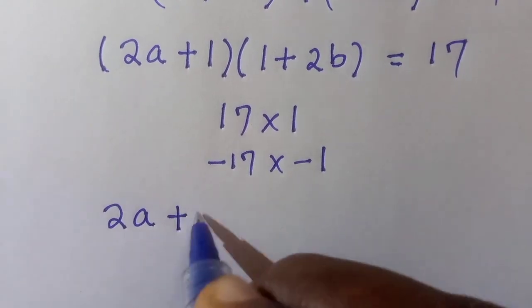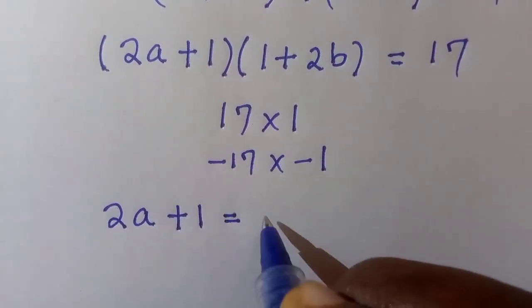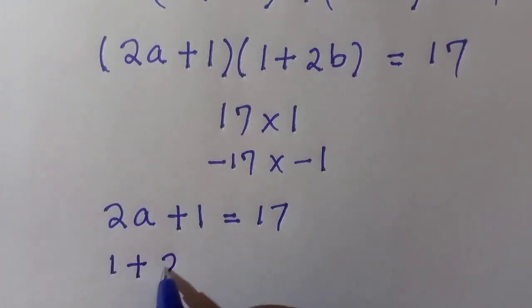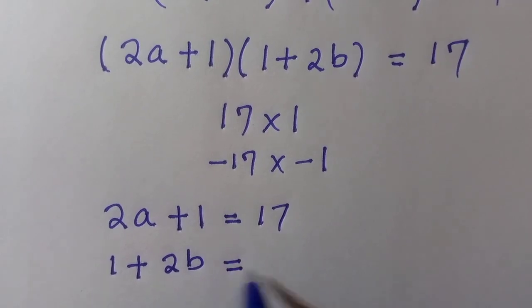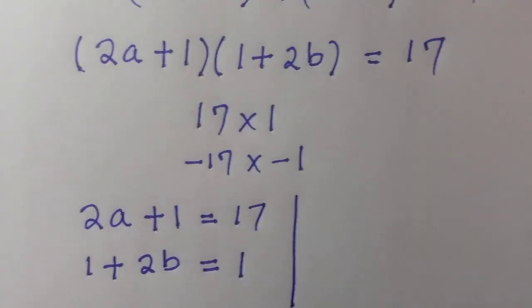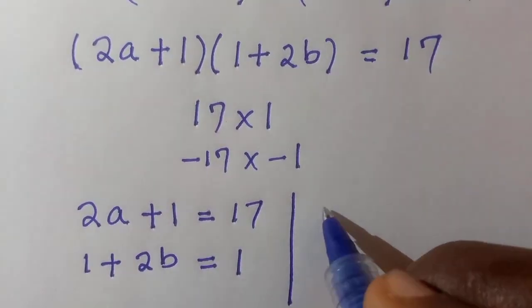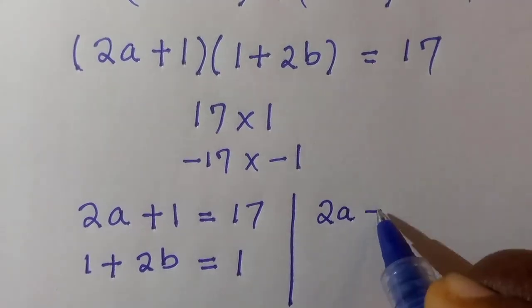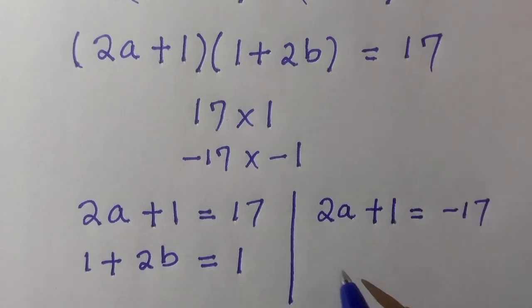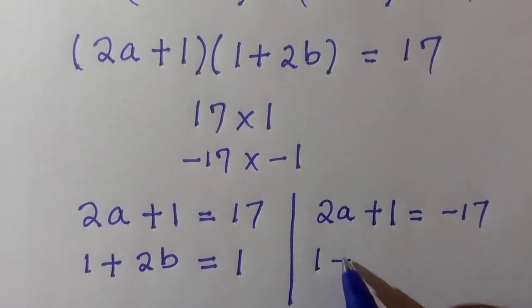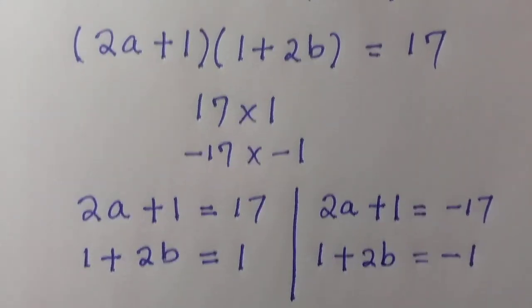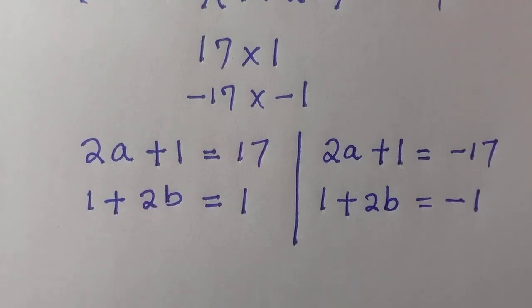Here we have 2a plus 1 equals 17, and 1 plus 2b equals 1. Assume that a is greater than b. For the other case, we have 2a plus 1 equals minus 17, and 1 plus 2b equals minus 1. So we assume that b is greater than a here.